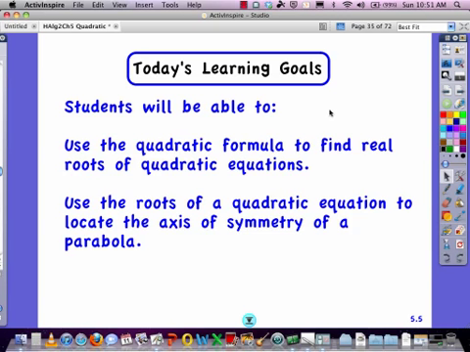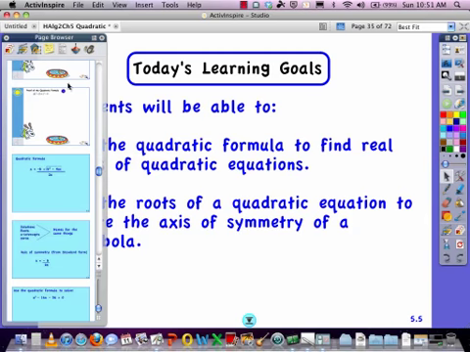Okay, today's section, the quadratic formula, 5.5 from our textbook. You should be familiar with the quadratic formula already from geometry, but we're going to use it to gain a better, deeper understanding of how you actually use it. So we're going to use it to find real roots of quadratic equations, and those roots will lead us to locating the axis of symmetry.